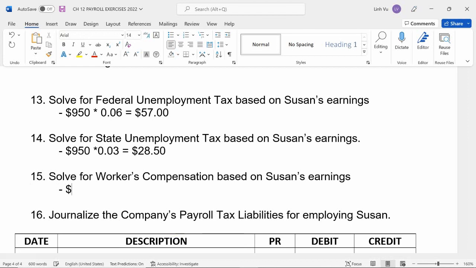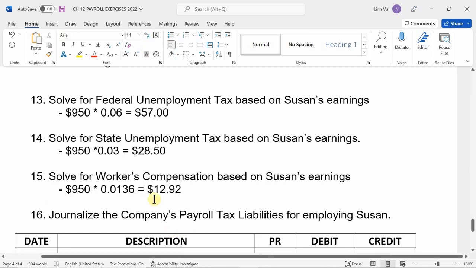And then last but not least, workers' compensation. What percentage did we say we would use for this class? 1.36%. So what is 1.36% of 950? $12.92.